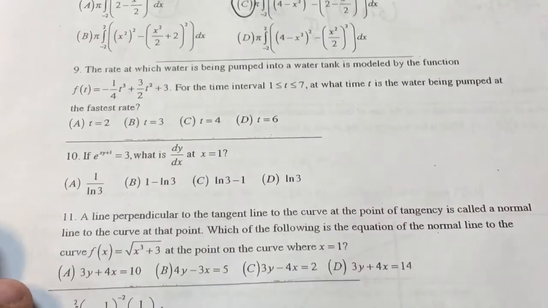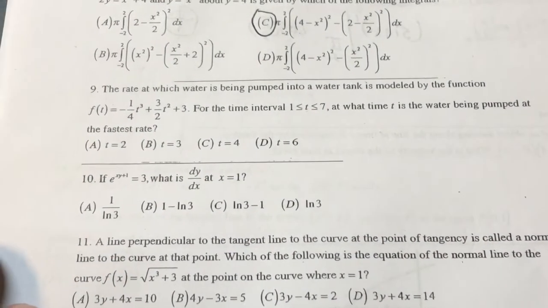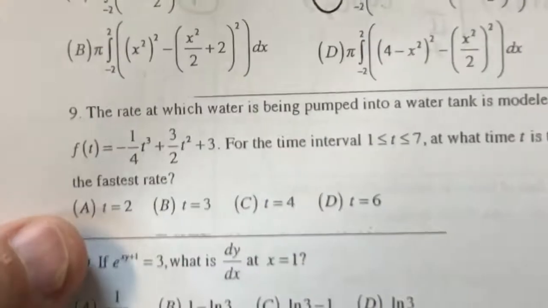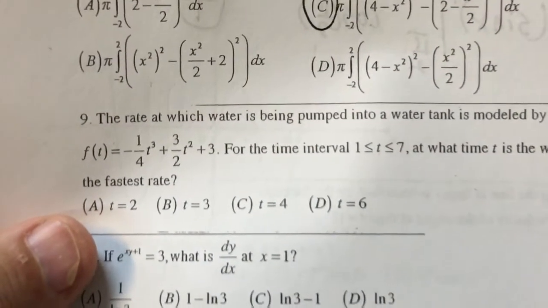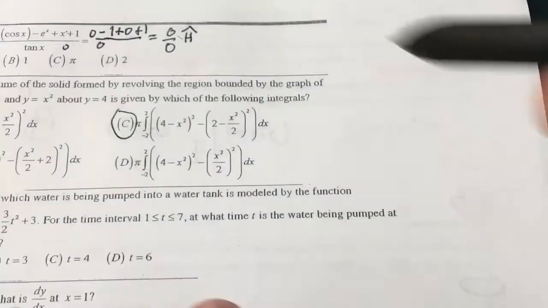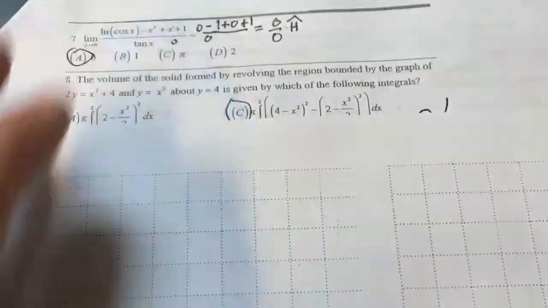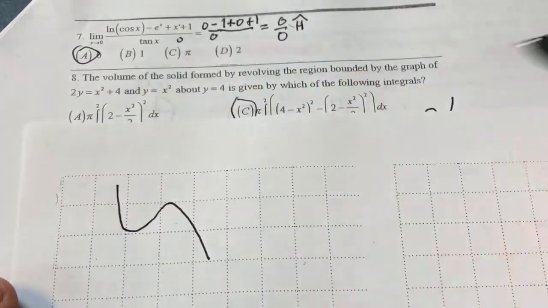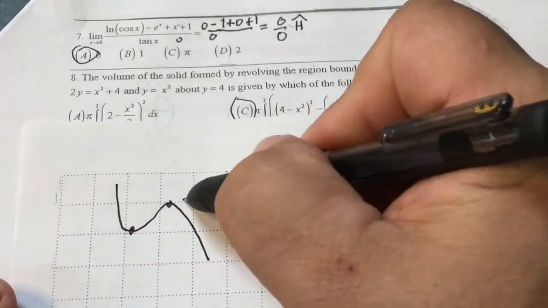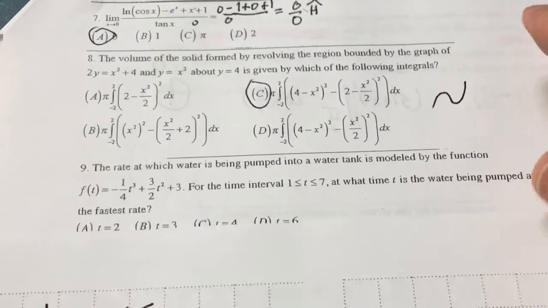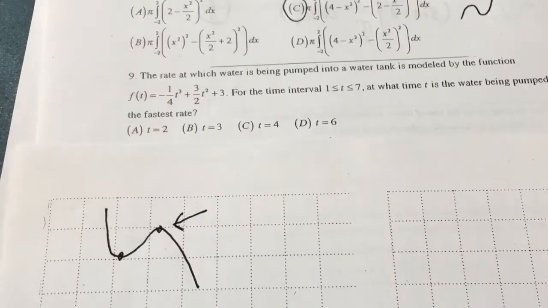Time is the water being pumped at the fastest rate. Okay, so let's inspect this. This is a cubic. Negative t cubed. So a positive t cubed would look like that. A negative t cubed is going to be up on the left, down on the right. So I have a low and a high, and this here is where it's being pumped at the fastest rate, okay?